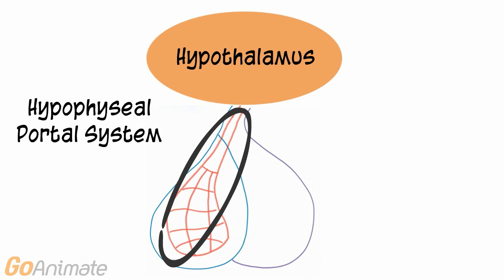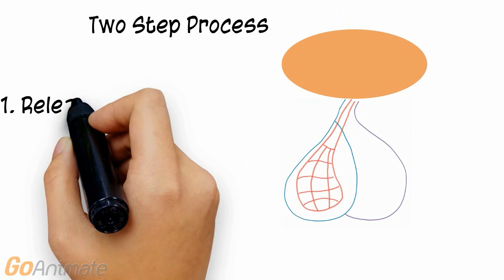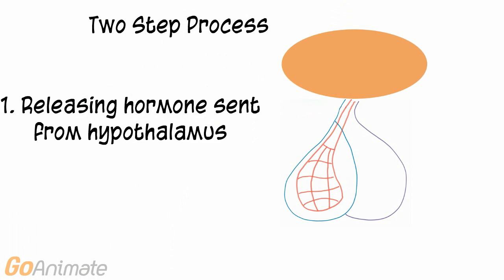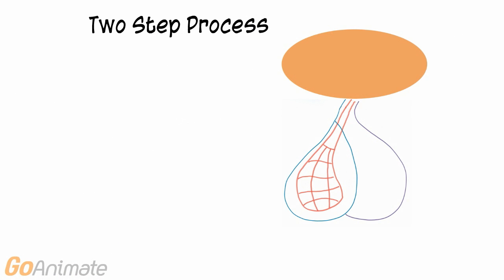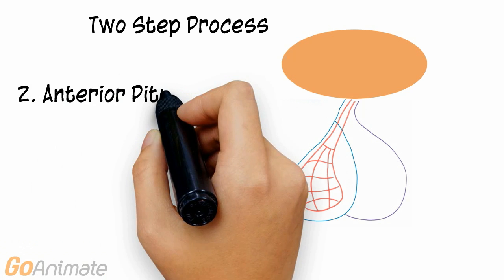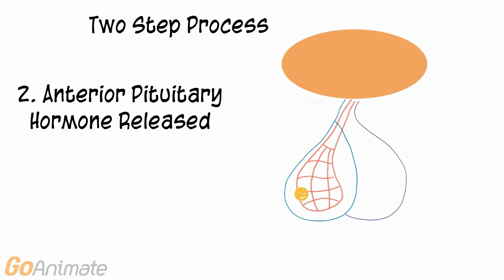The anterior pituitary contains blood vessels known as the hypophyseal portal system. This blood vessel system allows the hypothalamus to control the secretions of the anterior pituitary gland. There is always a two-step process for secreting anterior pituitary hormones. First, a releasing hormone is secreted by the hypothalamus, which travels through the blood vessel network to the anterior pituitary. Second, a hormone is released by the anterior pituitary in response to the hypothalamic releasing hormone.